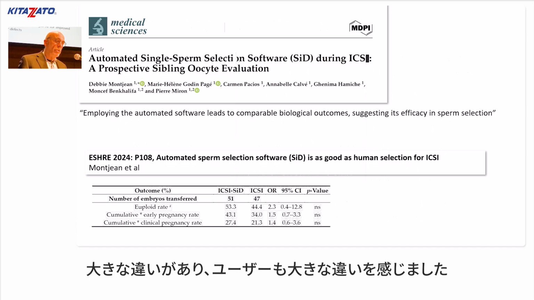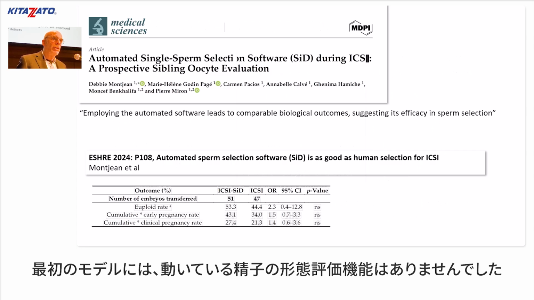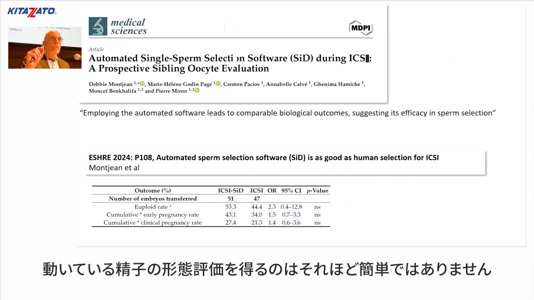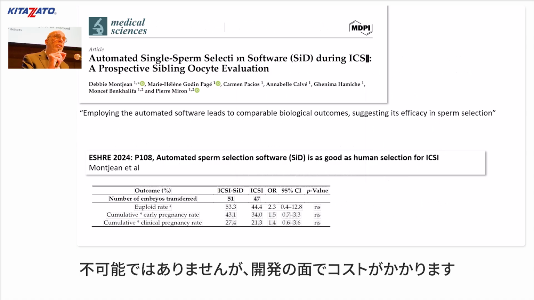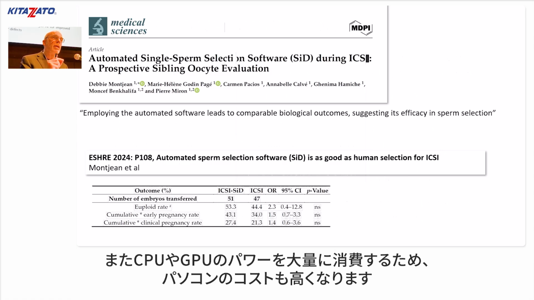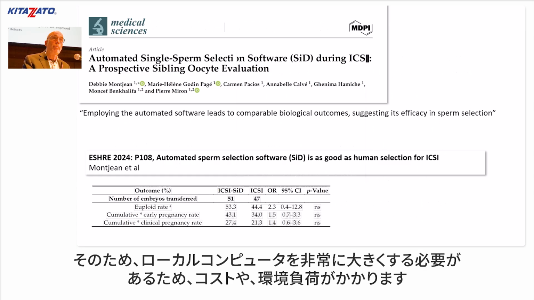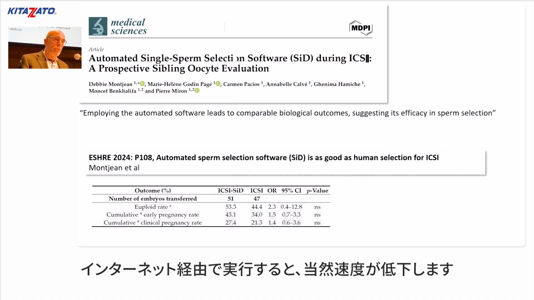And also a big difference, or users think it's a big difference: the first one did not have morphology evaluation of the moving spermatozoa. It is not so simple to get morphology evaluations of moving spermatozoa. It can be done, but it is costly in terms of engineering. It's costly, but it's also costly because you're using a lot of CPU or GPU power. So it's kind of expensive and polluting because your computers have to be very big locally. And so certainly doing it over the internet would slow things down.